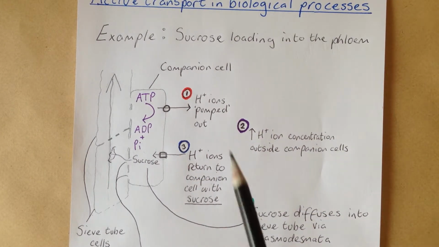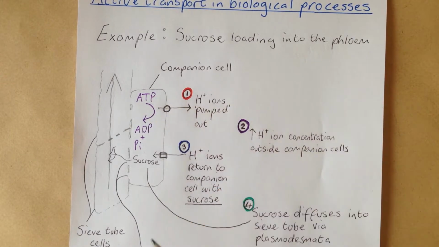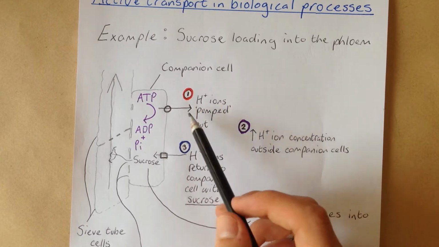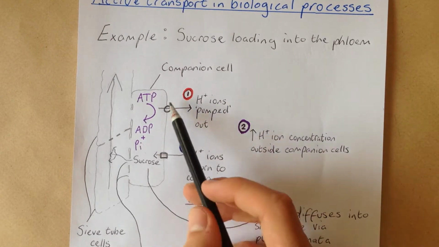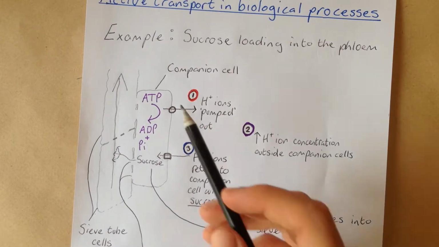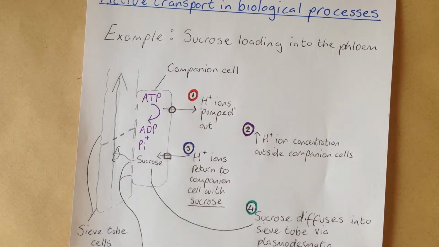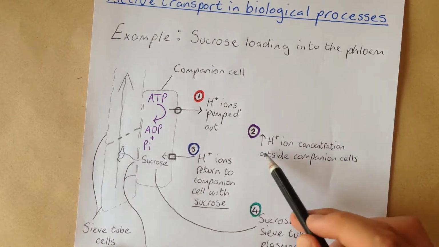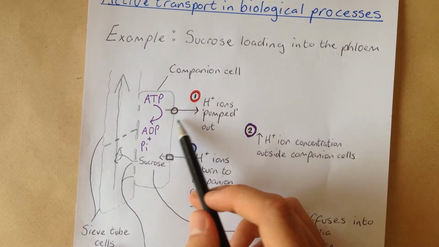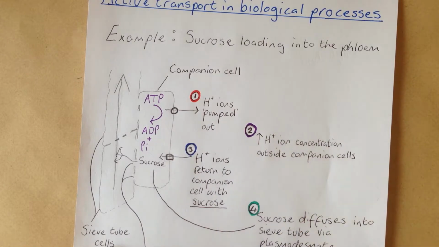And in the first stage of sucrose loading into the phloem, we use the energy of ATP hydrolysis to pump out hydrogen ions, which is via a specialised membrane transporter, like the one I showed you previously. And so we get the active transport of hydrogen ions outside of the cell. This increases the hydrogen ion concentration outside of the companion cells. And we need this active transport to keep on pumping these hydrogen ions against their concentration gradient to this area of higher concentration.